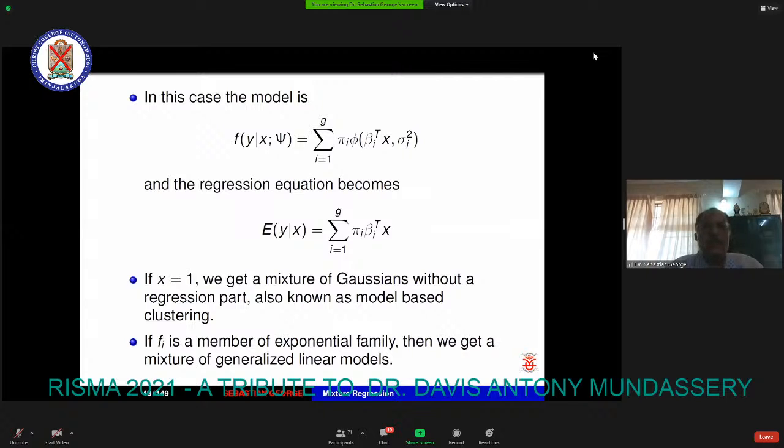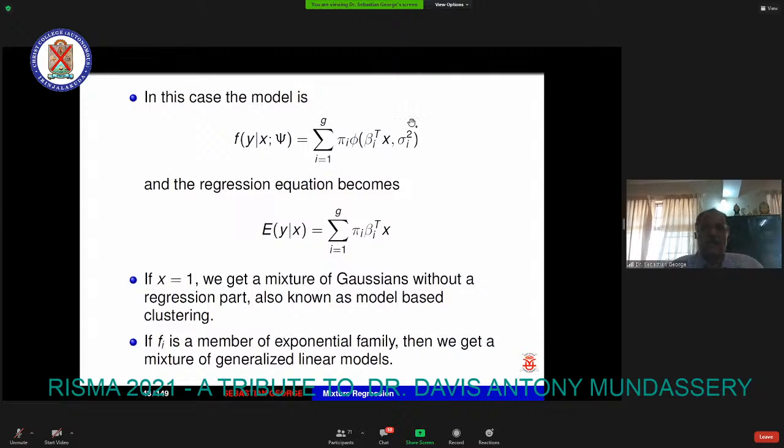And if you have a Gaussian mixture model, then what is that? f of y given x, psi, is equal to the sum over i of pi_i times phi of beta_i transpose x, sigma_i squared. And the regression equation becomes, what is the regression equation? The conditional expectation of this model with respect to x.